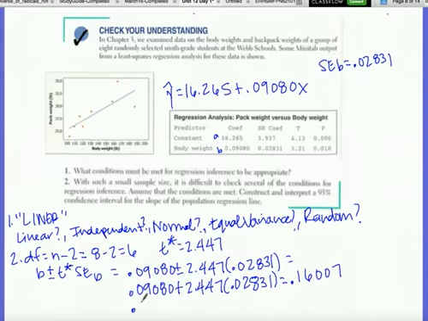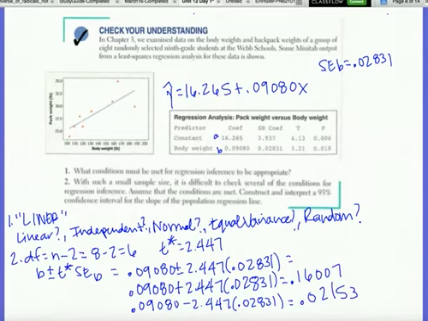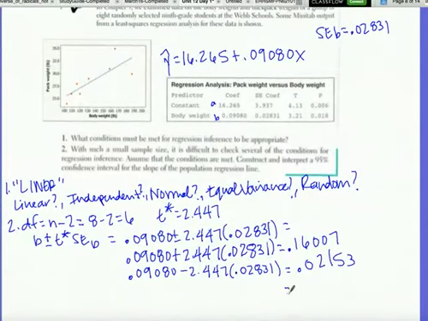You'd also need to do 0.09080 minus 2.447 times 0.02831, and that would give you 0.02153. So then that makes your interval 0.02153 to 0.16007.